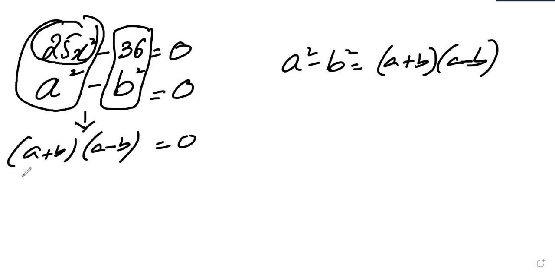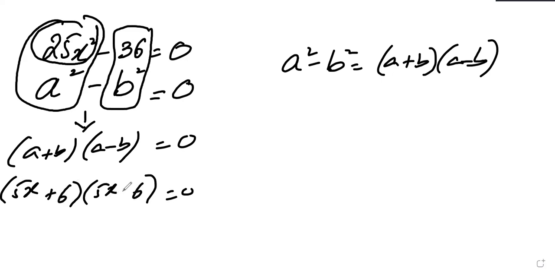I don't need 25x square, I need only a. So how can we get it, guys? Take the square root. Square root of 25x square is 5x. So 5x plus 6, 5x minus 6, where 6 is the square root of 36. Is it clear, guys?